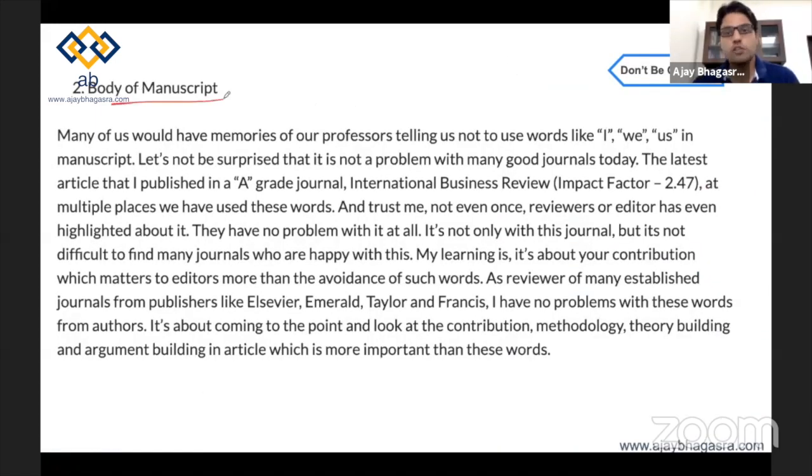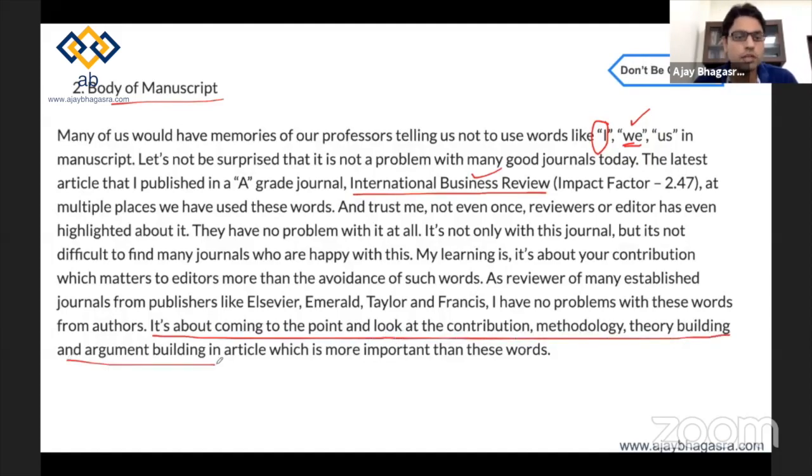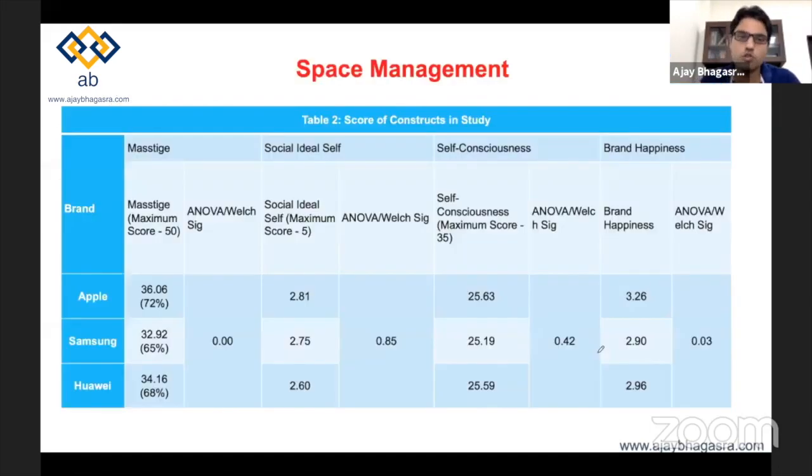Quickly, I'm going through the body of the manuscript. Earlier, we were told not to use the word I. The word we is currently used. This is just one example, a snapshot from my blog about the article that I published in International Business Review, wherein I have used the word we more often. That is not a problem, right? This is the important line: it's about coming to the point and looking at the contribution, methodology, theory building, and argument building in the article, which is more important than these words. So if your idea is good, you would get through.